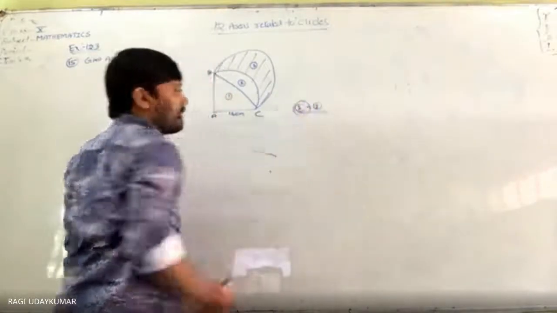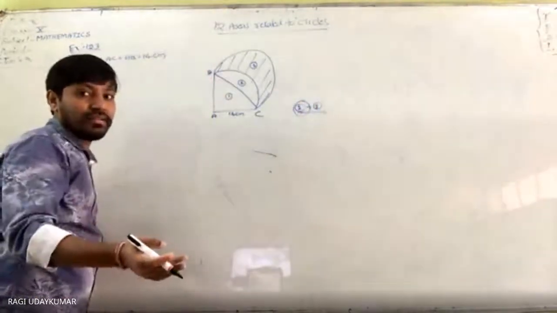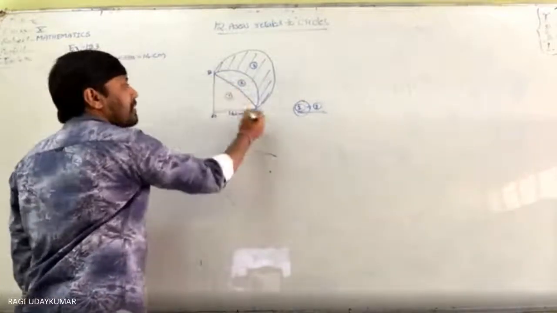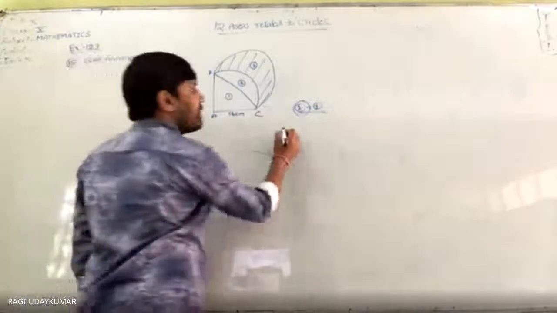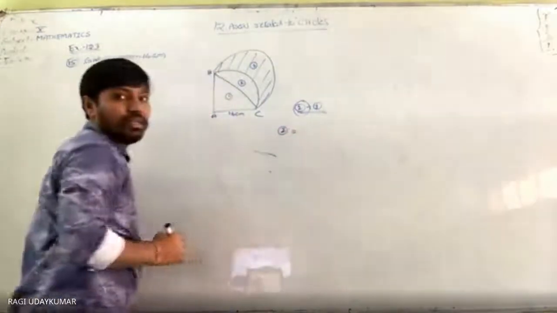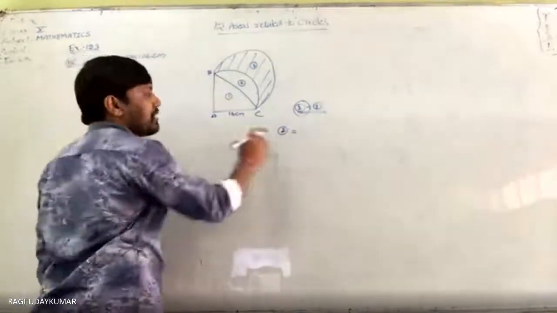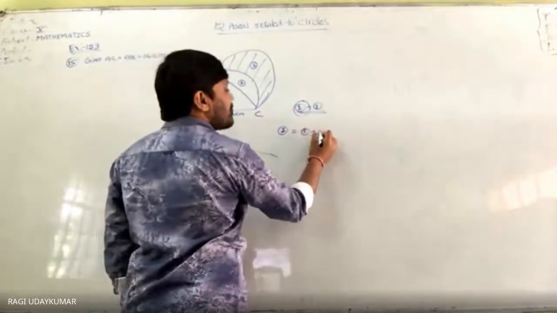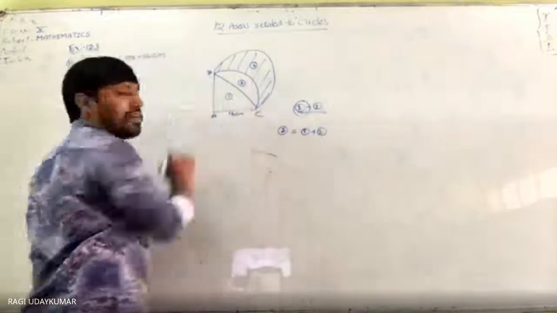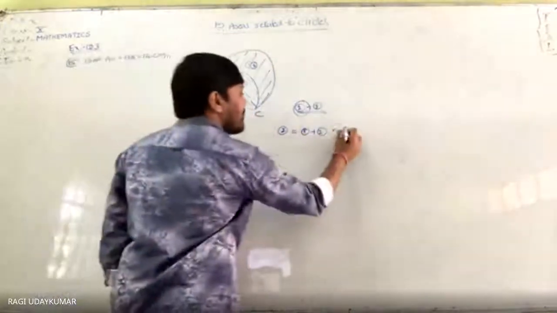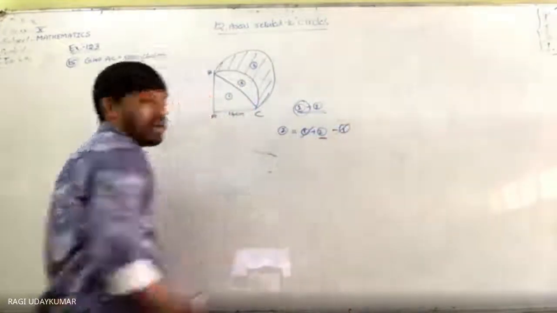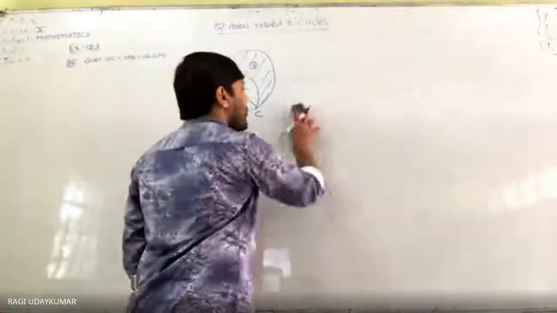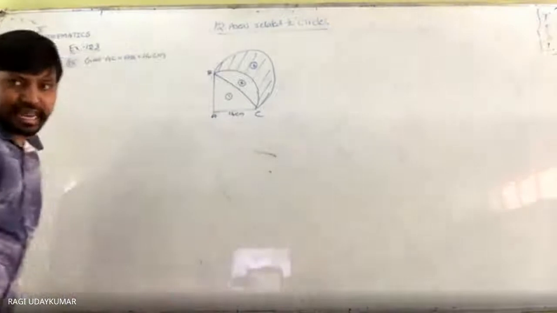We need region 2. Where will 2 come from? Area of the quadrant minus area of the triangle. To find region 2, we can find area of 1 plus 2, which is the area of the quadrant, minus 1. These cancel and 2 comes out. For easy understanding purposes I am giving you the regions like this.